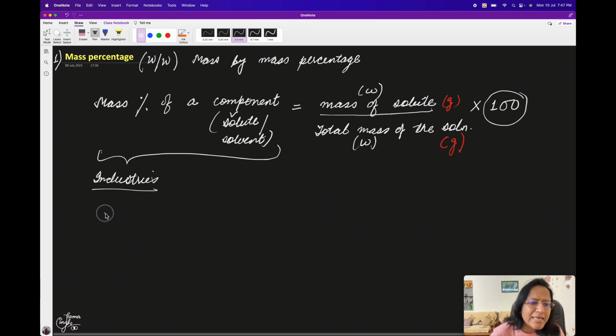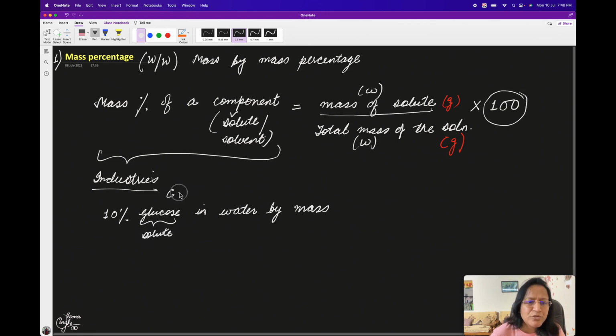For example, I say 10% glucose in water by mass. Your teacher asks you in the laboratory to prepare 10% glucose in water by mass, right? How will you do it? Just look, here glucose is the solute. I am sure you know the formula, C6H12O6. Water is the solvent, right? If a teacher says 10% aqueous solution of glucose by mass, when they're saying aqueous, you should know that the solvent is going to be water.